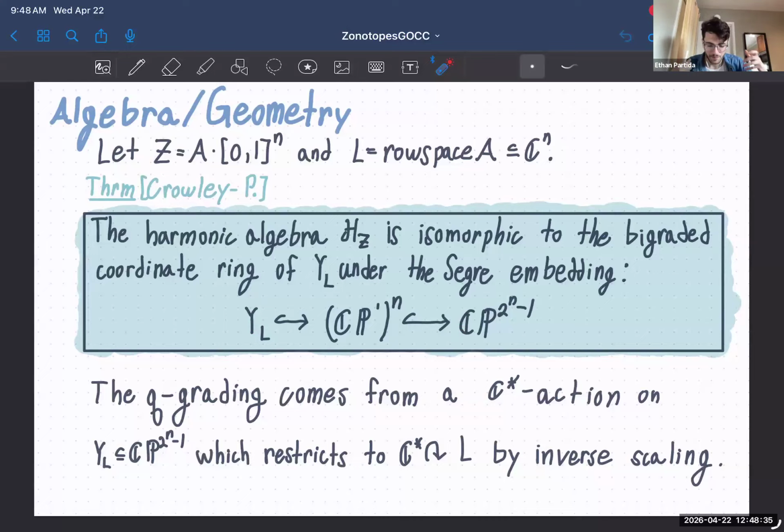So it has polynomials that vanish on it. You can take its vanishing ideal and quotient the polynomial ring in 2 to the n variables by the vanishing ideal of y sub L and get a ring. And this ring will be isomorphic to the harmonic algebra. And this will turn out to be a bi-graded ring. One of the gradings just comes from degree, and the other comes from a special C-star action we put on this whole story, which restricts to scaling, at least on the linear subset.